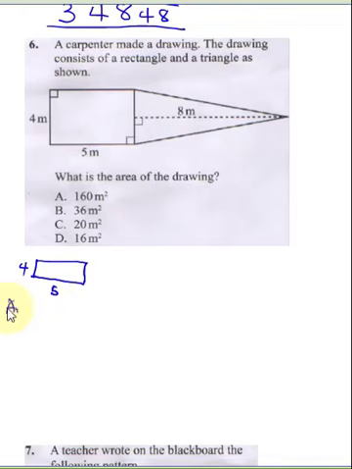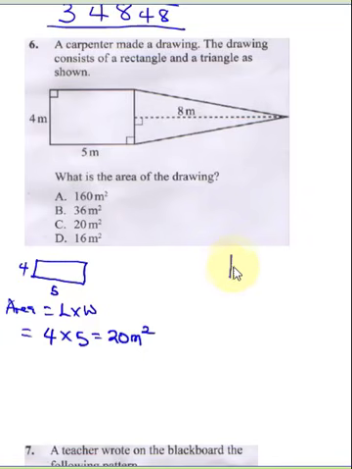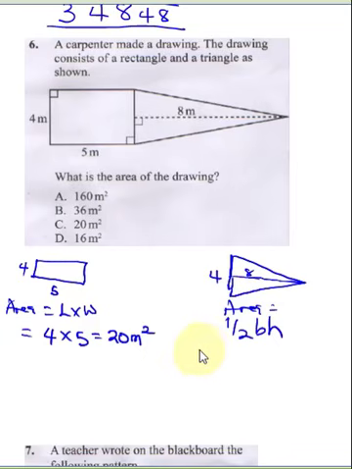So the area will be what? Length times width, which will be what? 4 times 5. That will give us what? That will give us 20 meters square. Now for our triangle, here it's 4 and the height is 8. So our triangle, the area is half base times height. This will be the same thing as half times the base, which is 4, times the height, which is 8.